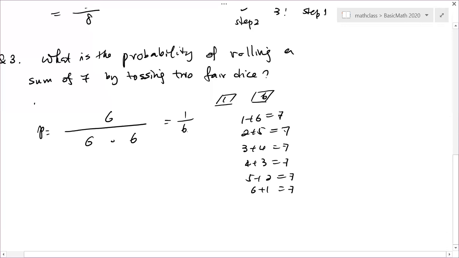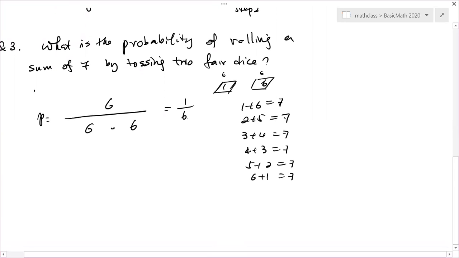Right? So for the first one you have 6 choices without any restriction. For the second, you also have 6 choices. So in total there will be 36 possible outcomes, but only 6 of them meet the requirement.